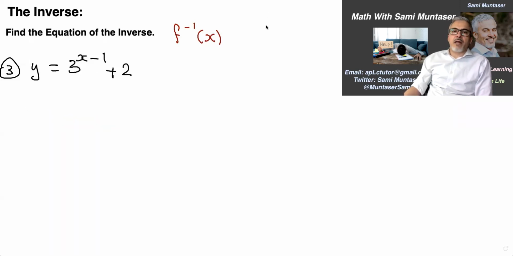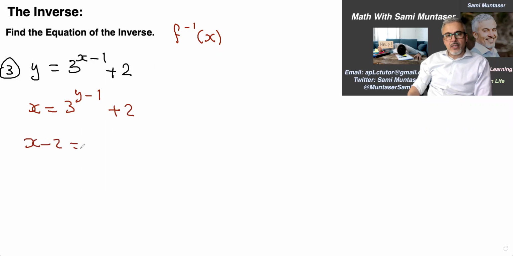So here's the last one I'm going to do, and this is the last one. This is an exponential function because the x here is an exponent. So to do the inverse of this exponential function, you have to change y to x and x to y again. So we'll have x equals 3 to the y minus 1, plus 2. So the first thing I need to do is bring the 2 to the other side. x minus 2 equals 3 to the y minus 1.